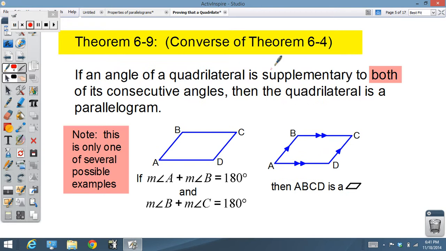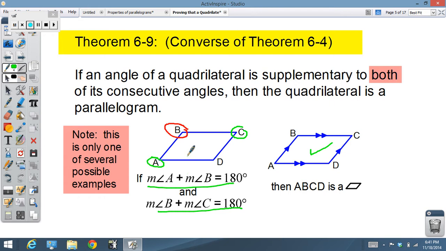Next, again, the converse of 6.4, we'll call it Theorem 6.9. If an angle of a quadrilateral is supplementary to both of its consecutive angles, then the quadrilateral is a parallelogram. In other words, if I take angle B, for example, and if B adds up with both A and C to make 180, then the quadrilateral is a parallelogram.